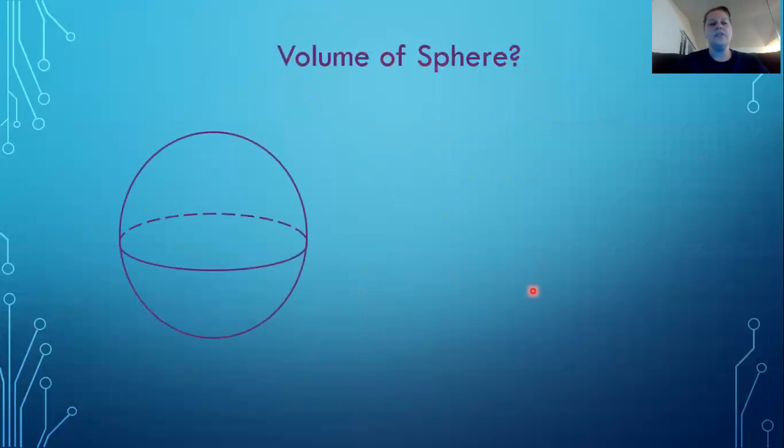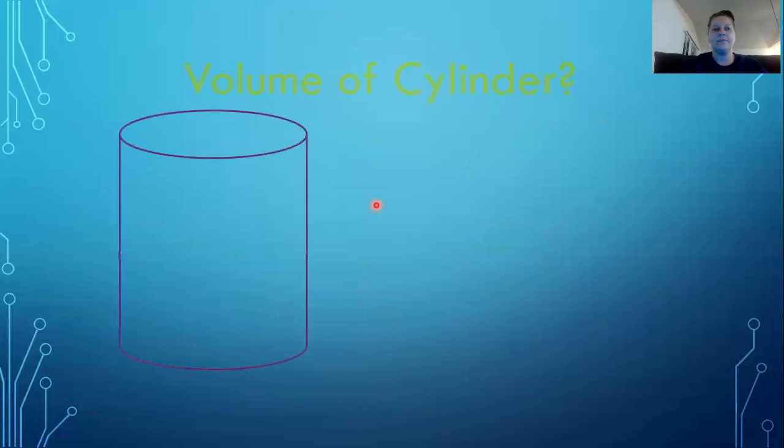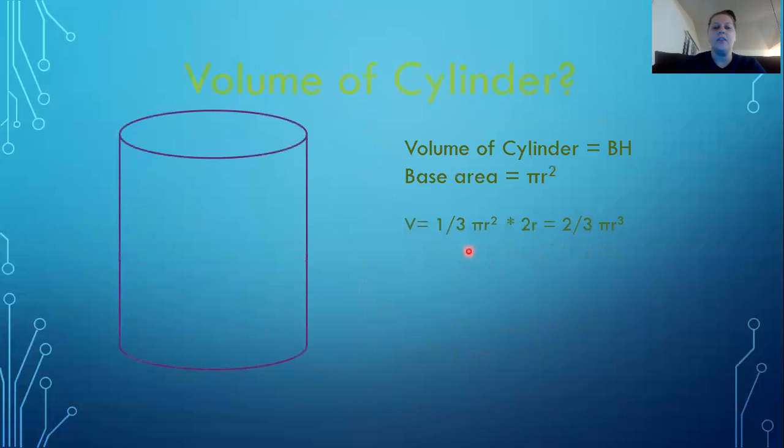So now we're going to move on to our sphere, and we're given that our sphere's volume is 4/3 pi r cubed. So there's not really much math we need to do there. Now the volume of our cylinder, to find the volume of a cylinder, it's base times height and the base area of pi r squared. And so we're just going to again plug those in. Volume equals 1/3 pi r squared times 2r, because we are given our base of r and our height of 2r. And then our volume is 2/3 pi r cubed.